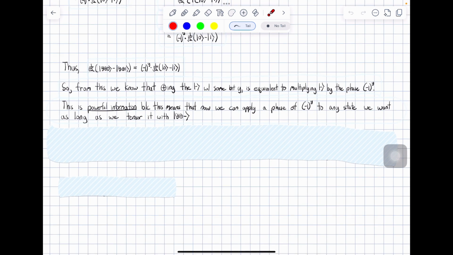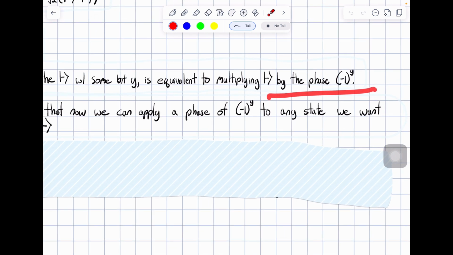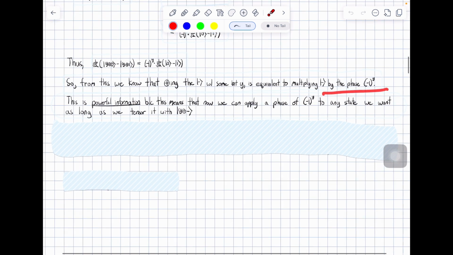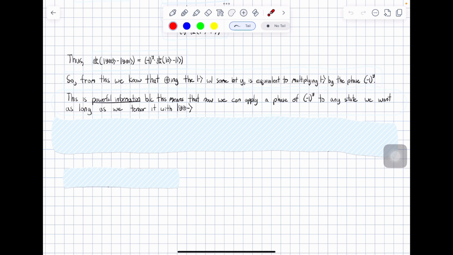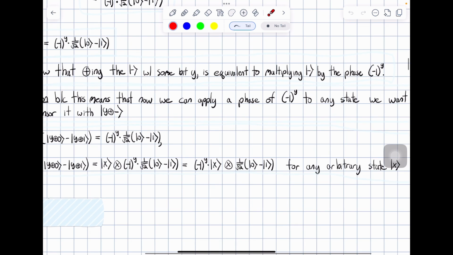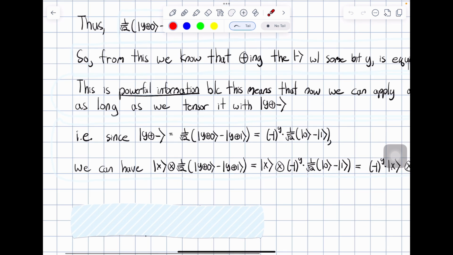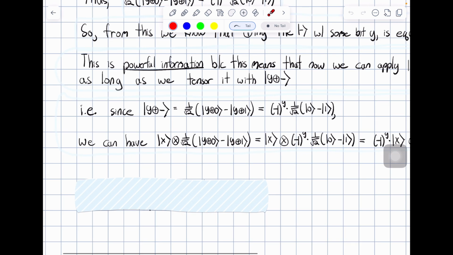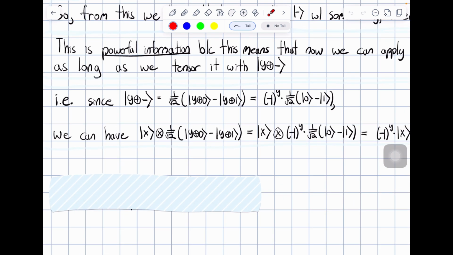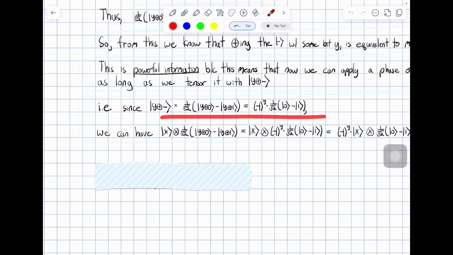So from this, the conclusion we can draw is that XORing the minus state with some arbitrary bit y is equivalent to multiplying the minus state by the phase negative 1 to the y. This is powerful information because it means we can now apply a phase of negative 1 to the y power to any state we want, as long as we tensor it with y XOR minus state. In other words, since y XOR minus state is equal to 1 over square root 2, well, this expression right here.